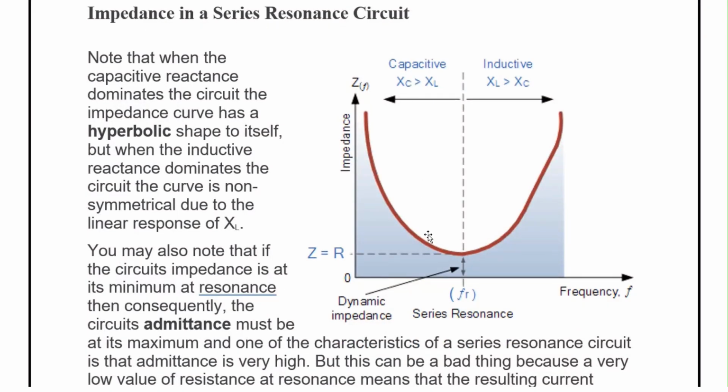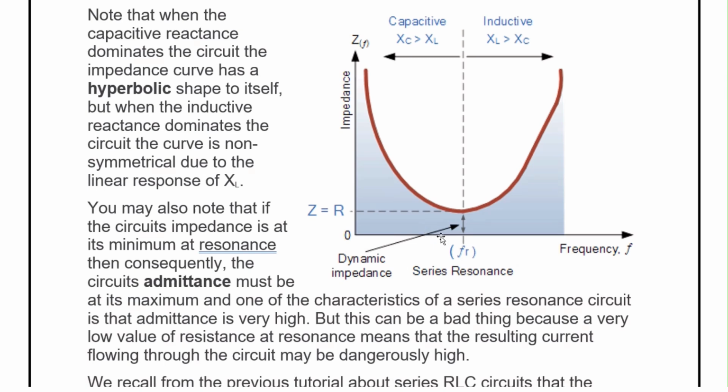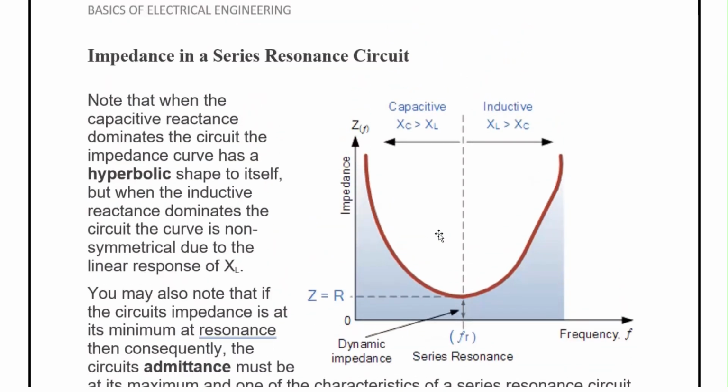So impedance in totality varies like this. So here is impedance. Impedance goes deep. It's a tub curve. So it goes deep to a minimum point, and then it starts rising in the inductive area. So in the capacitive area, it goes on decreasing with the increase of frequency.